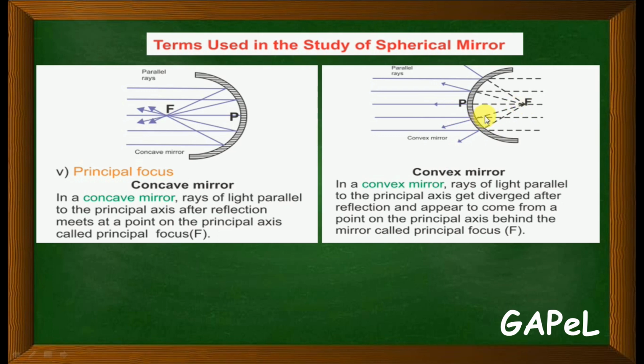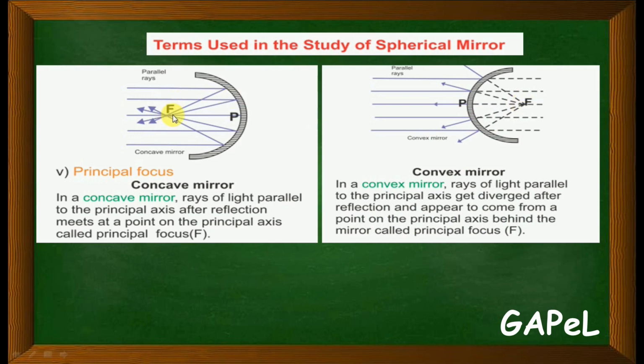I've already explained that this dotted line is called a virtual ray. They do not actually intersect, but virtually intersect. So we'll see the definition. In a convex mirror, rays of light parallel to the principal axis get diverged after reflection and appear to come from a point on the principal axis behind the mirror. When you draw these virtual rays, they will meet at one particular point, F.